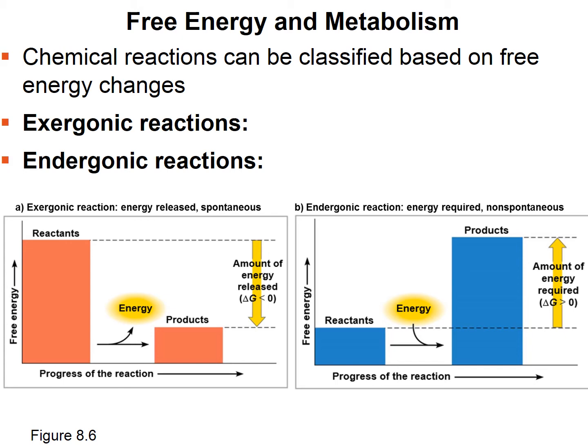In an endergonic reaction, free energy is absorbed from the surroundings, so energy has to be put in. This is non-spontaneous, and its change in G, or delta G, is greater than 0. So this graph is set up the same way, but if you look, energy is being put into the reaction. The initial reactants have less free energy than the products do at the end. So when you take the energy of the products and subtract the energy of the reactants, it's still a positive value. So the change in G is greater than 0.